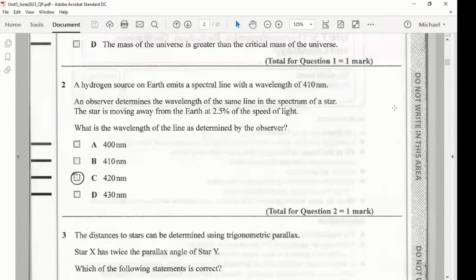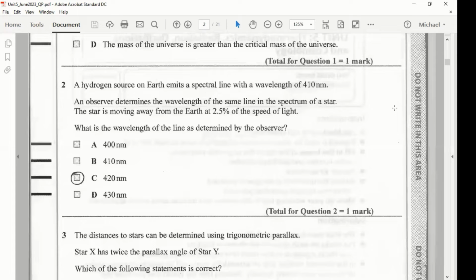A hydrogen source on Earth emits a spectral line with a wavelength of 410 nanometers. An observer determines the wavelength of the same line in the spectrum of a star. The star is moving away from the Earth at 2.5% of the speed of light. What is the wavelength of the line as determined by the observer? So the change in length divided by 410 must be 2.5%. So it's going to be longer than 410.